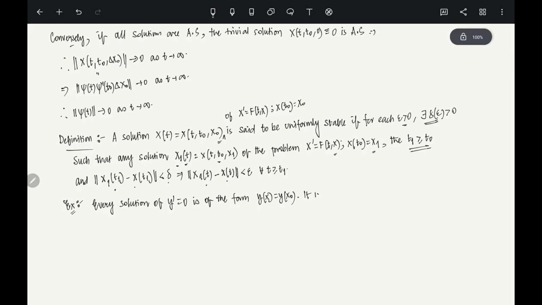It is easy to check that every solution is uniformly stable. Please just write down this definition and see that it is uniformly stable. This is very easy to do, so I am not doing that. But we have already seen that this is not asymptotically stable. Is it okay? So this is an example where, of course, if it is uniformly stable, it has to be stable, but it may not be asymptotically stable.